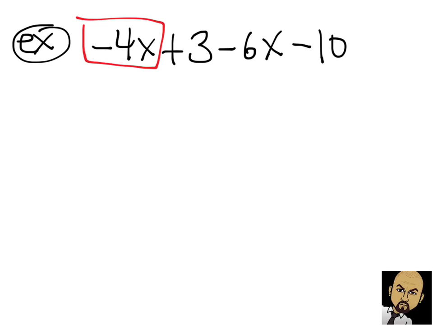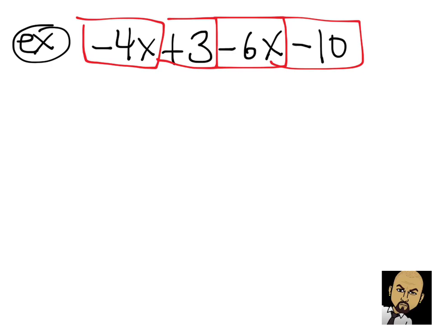So the first term is negative 4x. Remember, include the sign with the number behind it. The next term is positive 3. The next term is negative 6x. And the next term is negative 10. Now we want to see if any are alike.